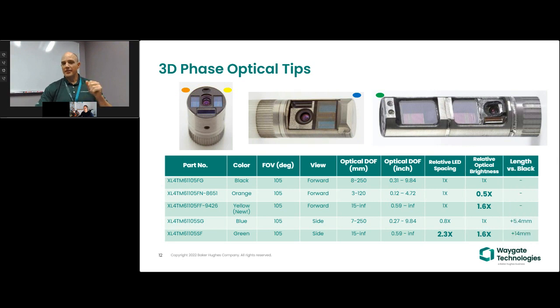There is, of course, a bit of a trade-off for that extended range, and that is that the tip had to be made longer to get that LED spacing. So it's about 14 millimeters longer than the forward view tips, about 8.5 millimeters longer than the side blue tip. So that extra length will limit its usability in some applications.